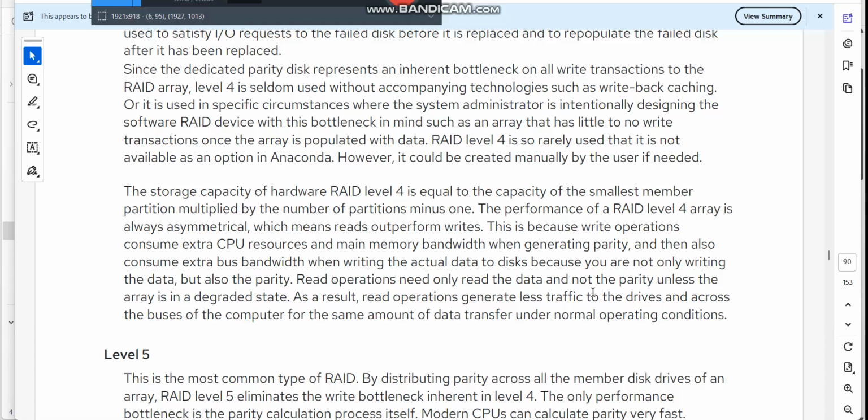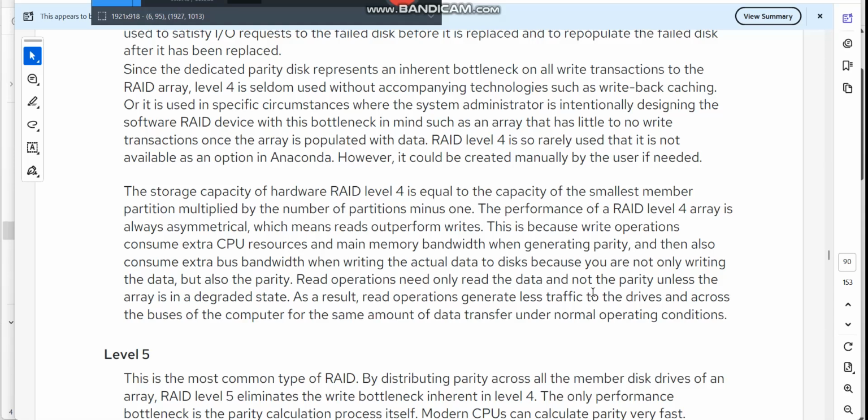RAID level 4 is so rarely used that it is not available as an option in Anaconda. However, it could be created manually by the user if needed. The storage capacity of RAID level 4 is equal to the capacity of the smallest member partition multiplied by the number of partitions minus 1.